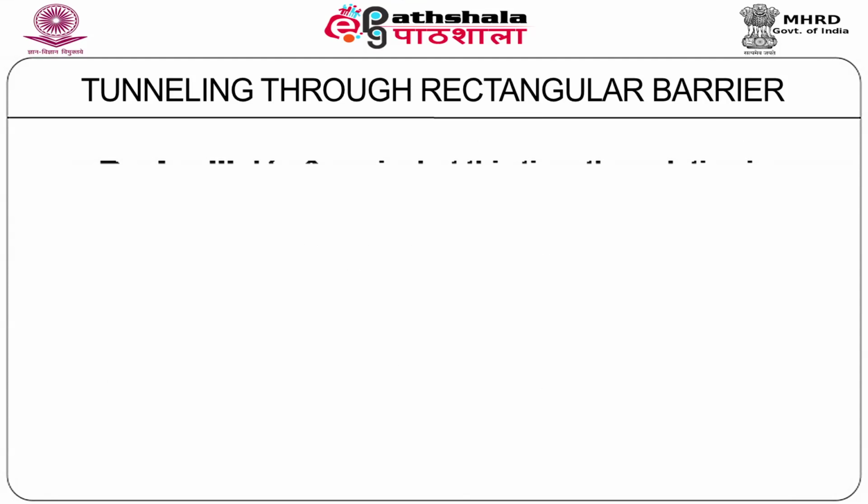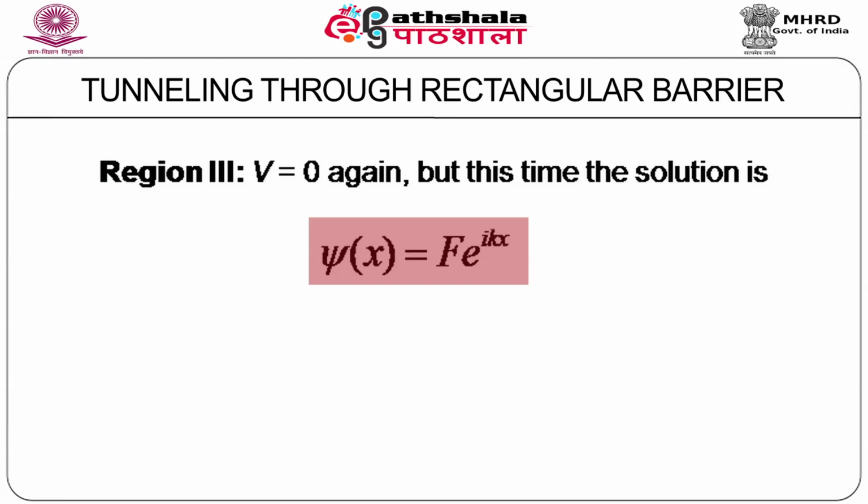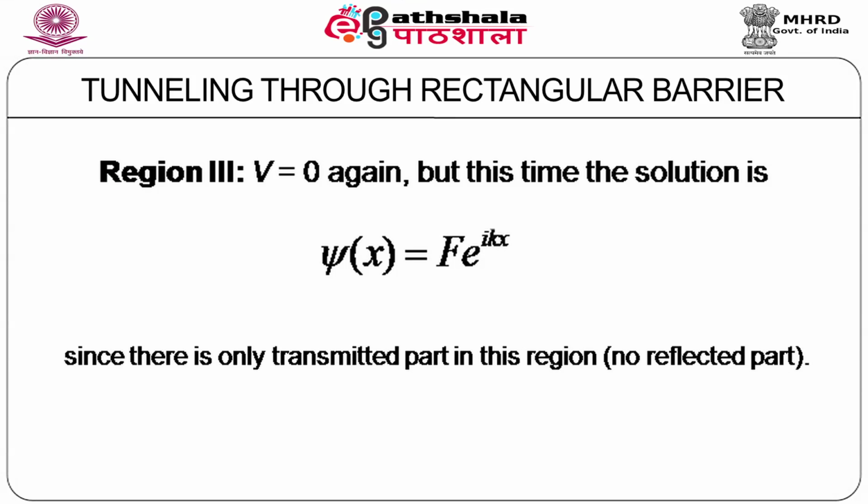And then finally, in region 3, you have the potential equal to 0 again, so that the particle is a free particle when it comes out of the barrier. But this time the solution is again of the periodic type, psi x equal to F e to the power ikx. It doesn't have a term containing e to the power minus ikx as in region 1, since there is only the transmitted part in this region and there's no reflected part. So that's why there's only one constant F.